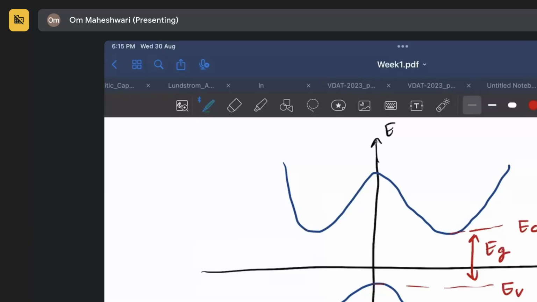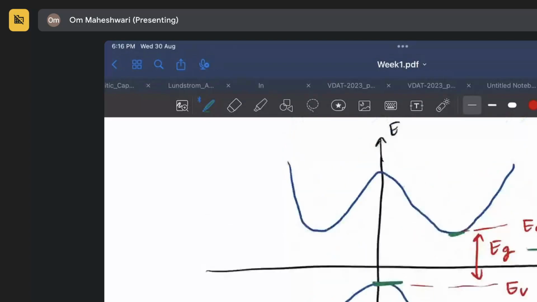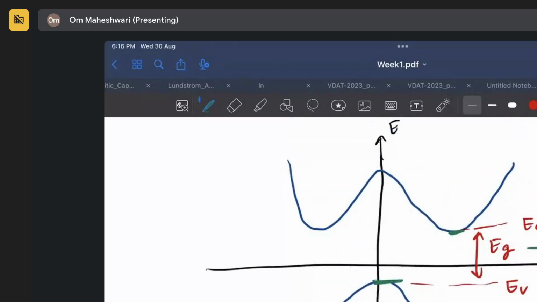Here, for the top band the minimum is the minimum of the conduction band, and the top of the band below is the maximum of the valence band, and in between, as we know, is the forbidden energy gap, that is the band gap of silicon, and it should be 1.12 electron volt for silicon. Is this fine? Have you guys seen this kind of energy band diagram before?